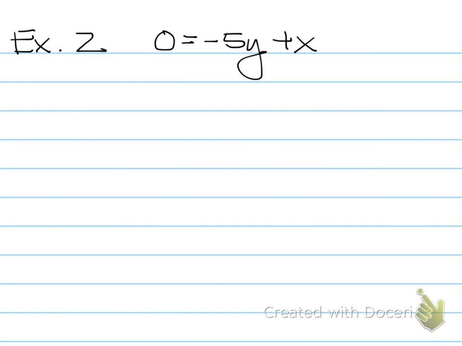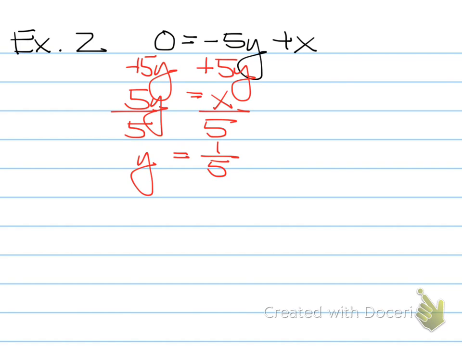Next example, I want the y all by itself on the left side, so I'm going to add 5y to both sides. And that's going to give me 5y equals x. I want just y by itself on the left side, so I need to divide both sides by 5. It's going to give me y equals 1/5 x.